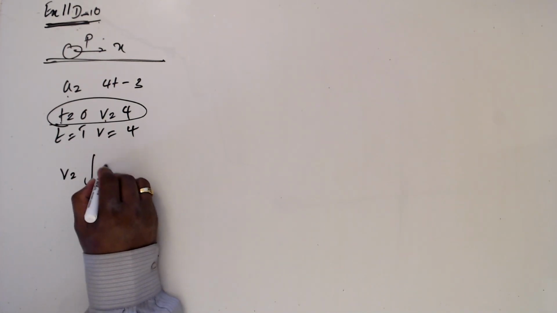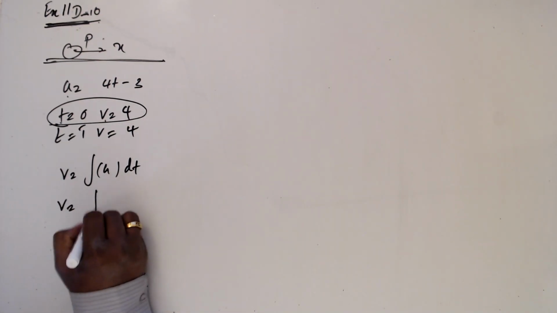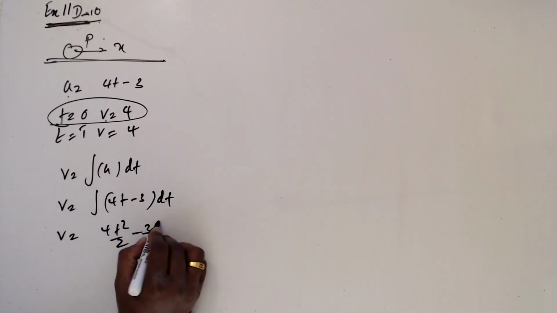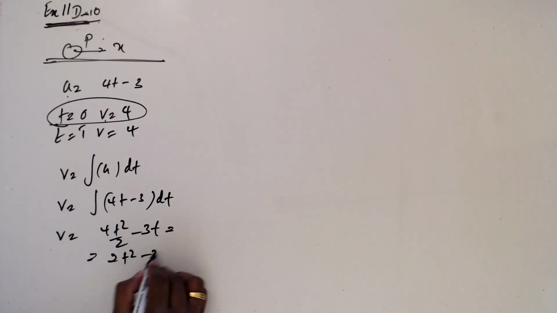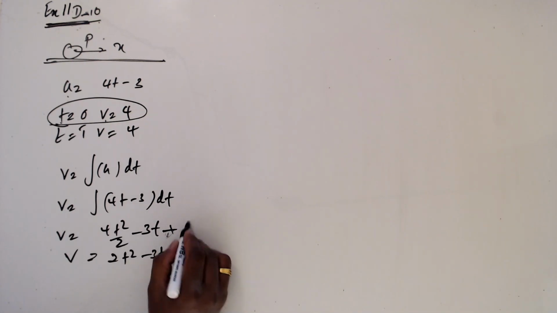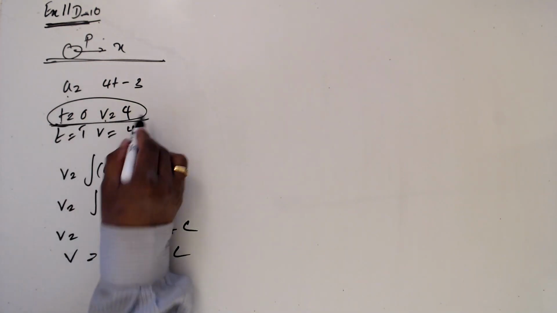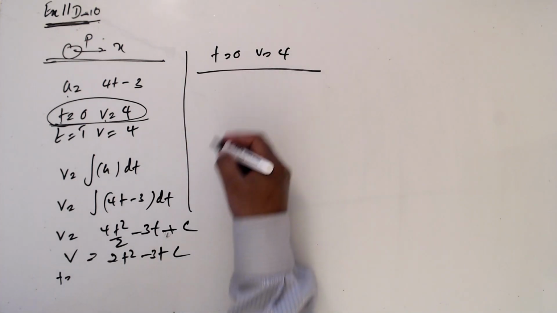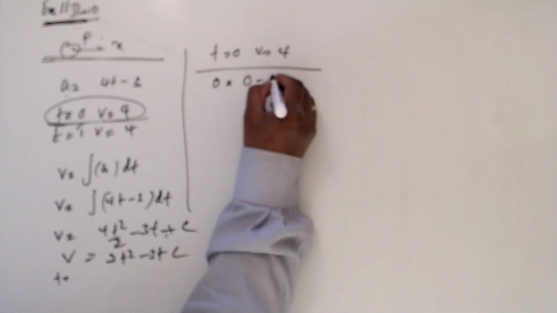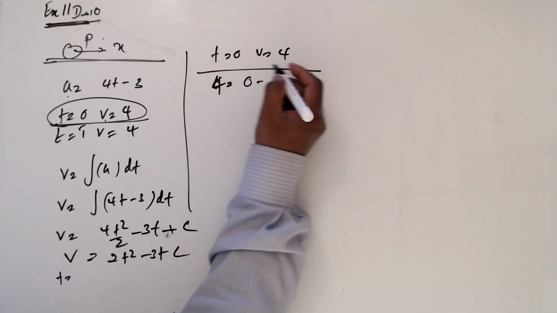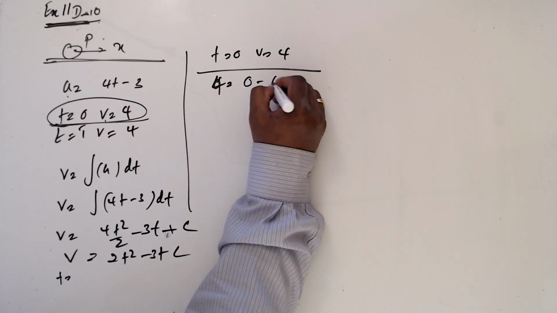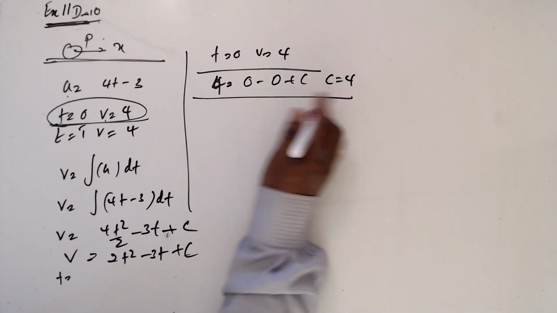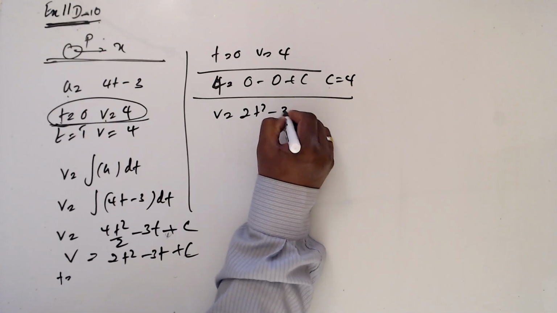Velocity, we have to integrate acceleration. So v equals the integral of 4t minus 3 dt. So v equals 4t square over 2, which is 2t square, minus 3t, plus c. Now we know that when t equals 0, v equals 4. So we'll use this as data: 4 equals 0 minus 0 plus c. So the c value is 4. Now the equation is v equals 2t square minus 3t plus 4.